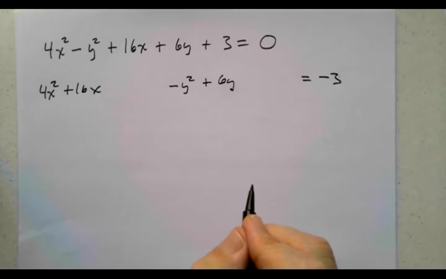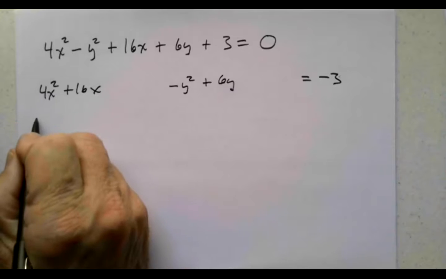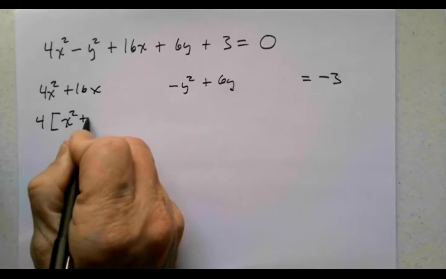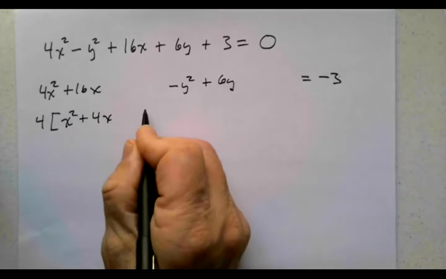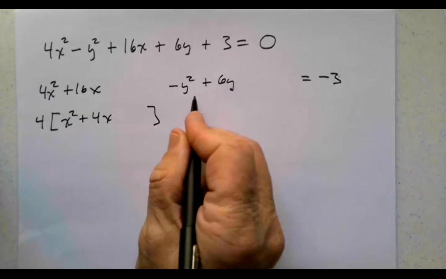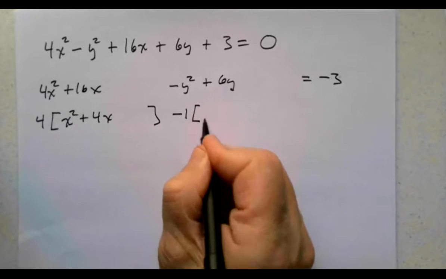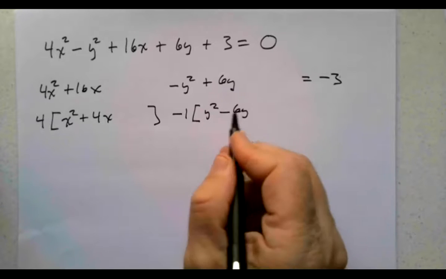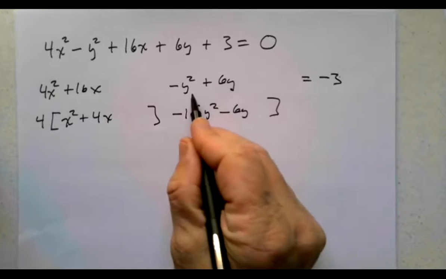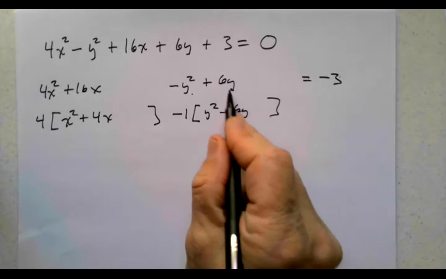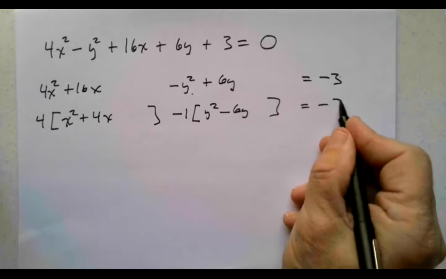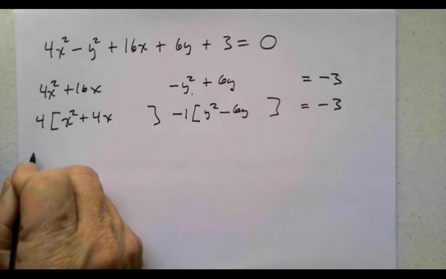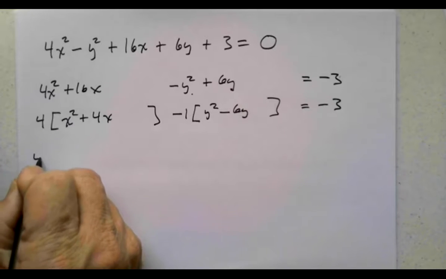Let's move the 3 to the other side. Equals -3. I'm going to factor a 4 out of the x squared, so I have 4 times x squared plus 4x. I'm going to factor a -1 out of this. So that's -1 times y squared minus 6y, right? Notice -1 times y squared is -y squared. -1 times -6y is positive 6y equals -3. And then my goal is going to be to complete the square on those things inside.